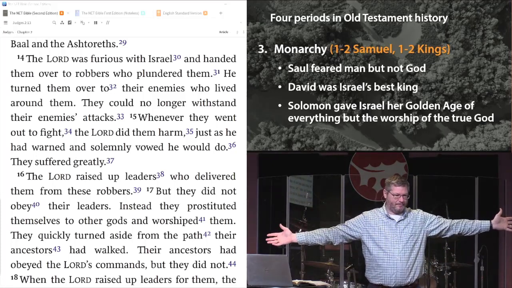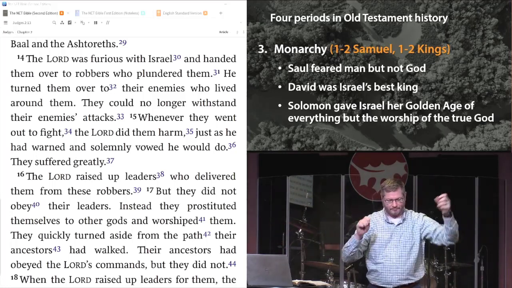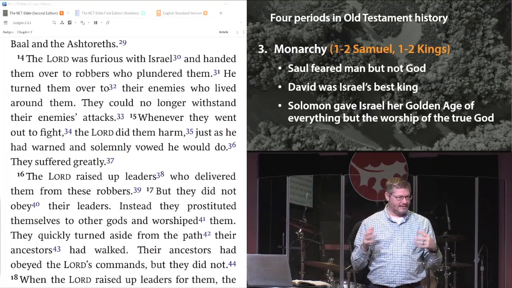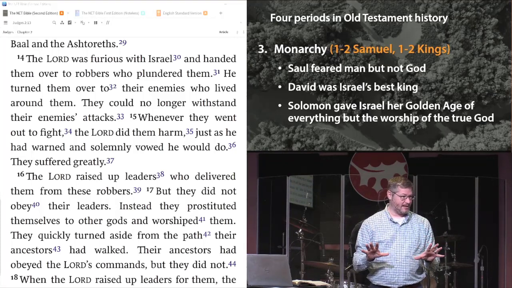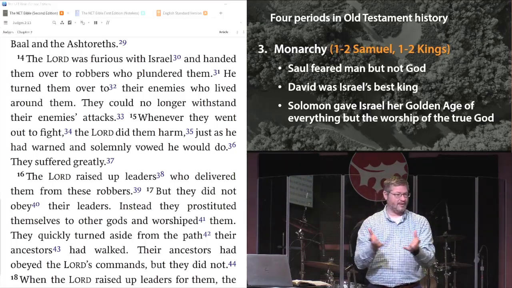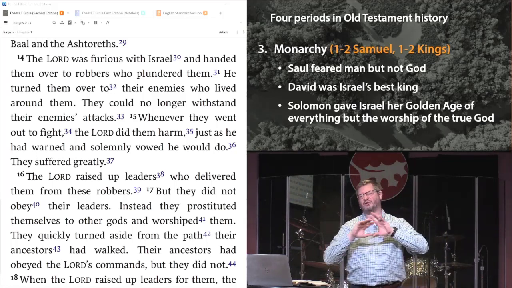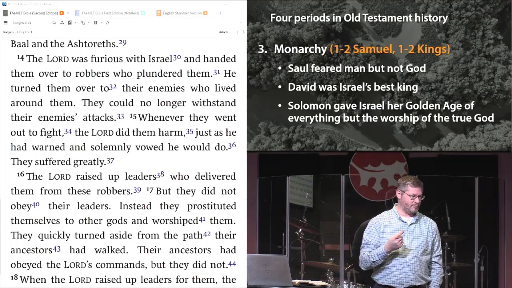Wealth. There was so much money that silver could be thrown on the street and people wouldn't pick it up. That's how much money there was in Israel at that time. Solomon's navy has been proven to have gone all over the entire planet, collecting animals, collecting things, and bringing them back. It was the golden age of everything except the worship of the true God.